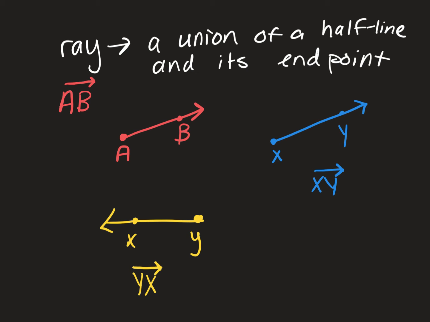So the notation is also helpful in knowing how to draw it yourself. If you were given this to draw, you would know that Y is your endpoint and X is your other point. Could it ever be called, on the blue one, a YX ray? No. For rays and half lines, you can't switch the order.